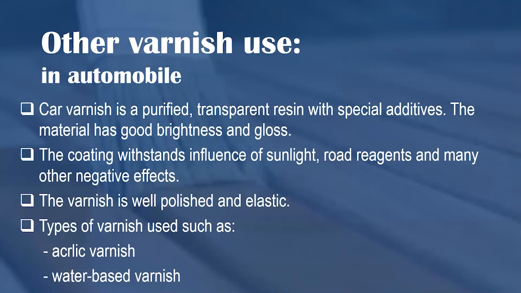This is additional information for varnish, because varnish is not only used in woodwork but also in other industries, and one example of such an industry is automobile. Car varnish is a purified transparent resin with special additives. The material has good brightness and glow, and the coating protected by the varnish withstands the influence of sunlight, road reagents, and many other negative effects. The varnish used is well polished and elastic, and the type of varnish usually used for automobiles is acrylic varnish or water-based varnish.